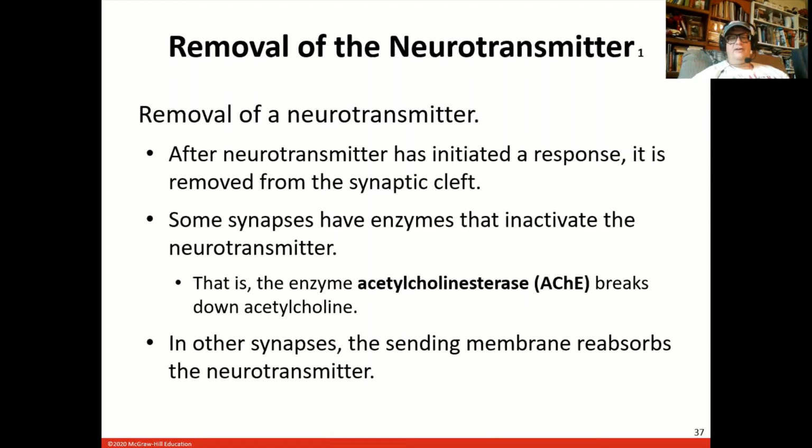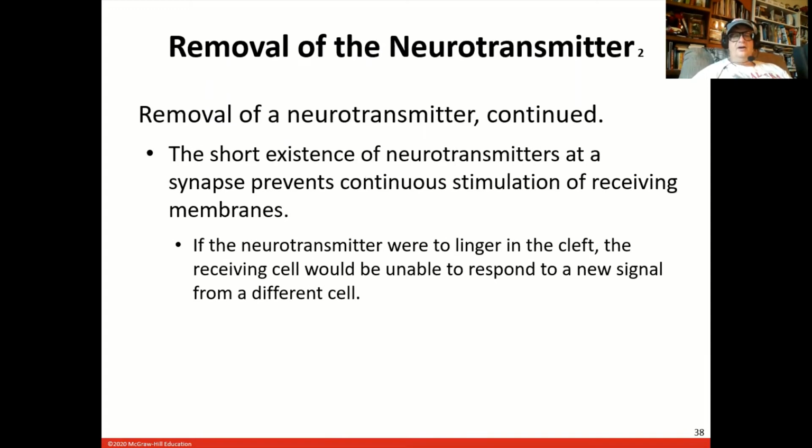So we filled this cleft with neurotransmitters. How do we get rid of them? We're going to have enzymes that break them down. That's one method. We could also have the receiving cell actually pull them out of the cleft and reabsorb them. But you could have something like acetylcholinesterase. Remember, if it ends in -ase, it's probably an enzyme. Acetylcholinesterase breaks down acetylcholine, so it's like it was never there. All right. You don't want to have neurotransmitters there for a long time. It prevents continuous stimulation of receiving membranes.